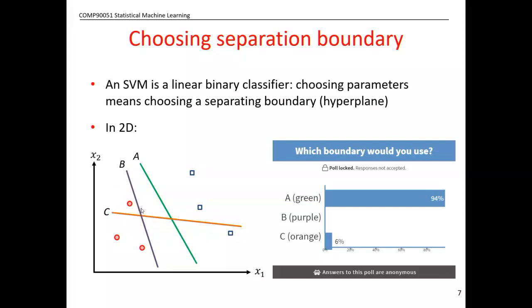B is perfectly separating the training data, but the problem is, what if the label on this point was wrong, right? We've got a boundary that's super close.